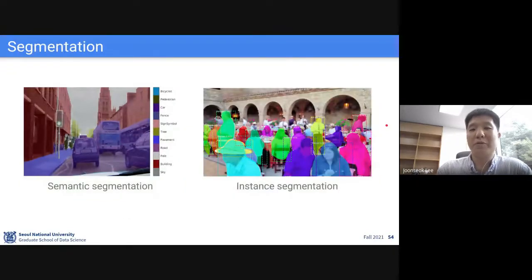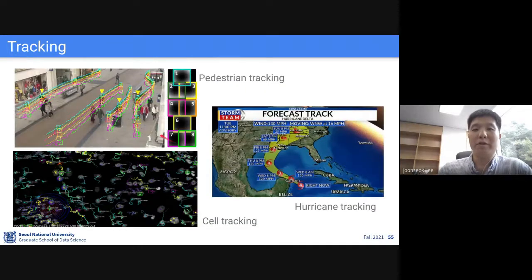And we already talked about segmentation. We have semantic segmentation and instance segmentation. We will cover these in our lectures later. And tracking is another interesting application. In the video, you'd like to track each moving object, moving from where to where. You may also apply this to some scientific stuff like cell tracking, which is really challenging. It doesn't look like that, but it's really challenging because of the scale. And also in hurricane tracking. These days in the US, Louisiana was disrupted a lot by the hurricane recently, a few days ago.